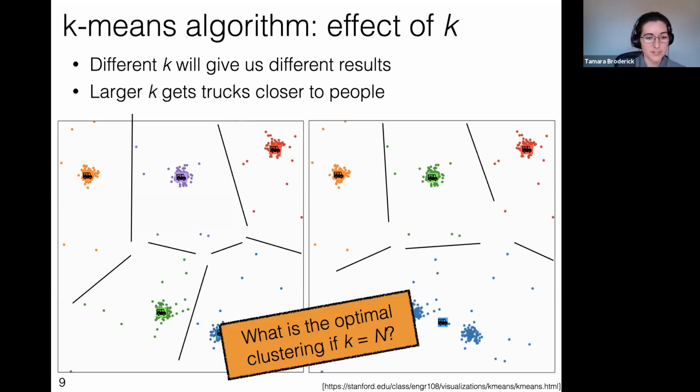Okay, so here's a question for you. Can you describe in words in the chat the optimal clustering if the number of clusters is n? We've been using little n, the number of data points. I'll correct that in the slides afterwards. But if we have K equal to little n, the number of data points, so in this particular case, if I had the number of trucks equal to the number of people, can you describe the optimal clustering?